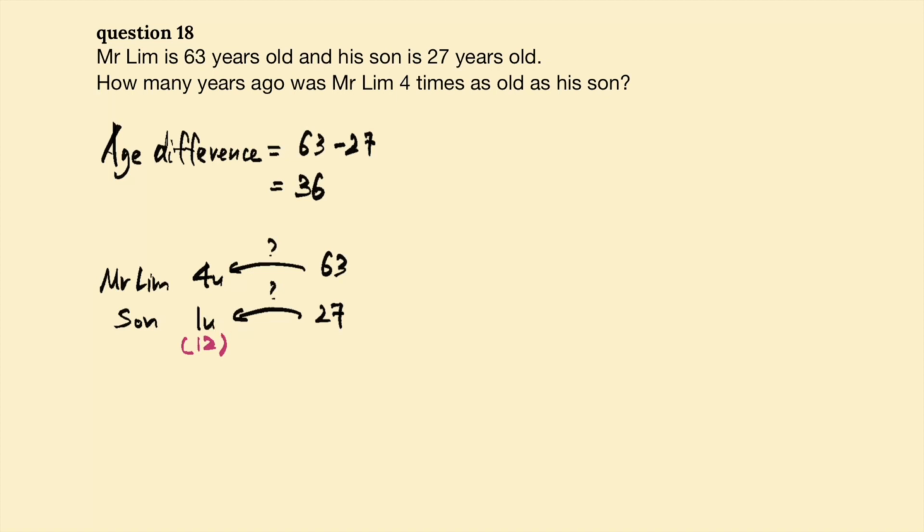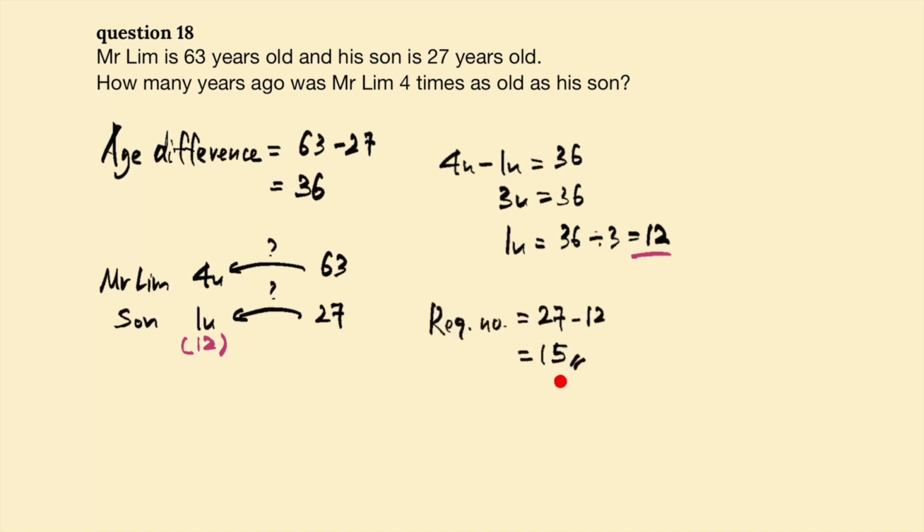So we can find out, therefore, the difference being 3u will still be 36, right? So 3u is therefore 36. 1u is therefore 12. So if 1u is 12, how many years ago was that? Right, the son was 12, now 27. The difference is therefore 15.